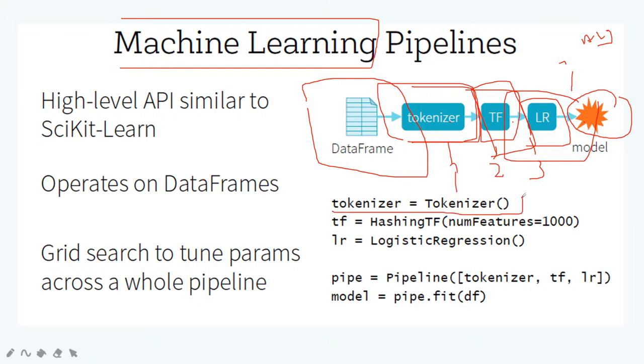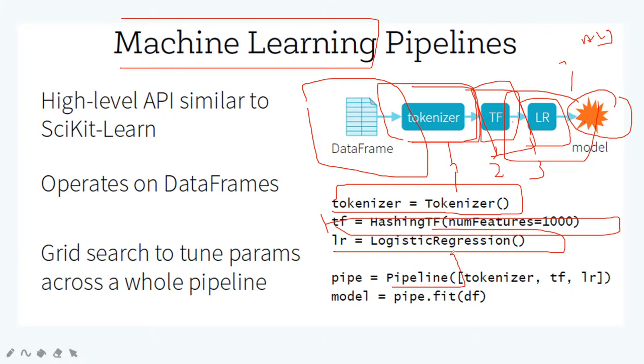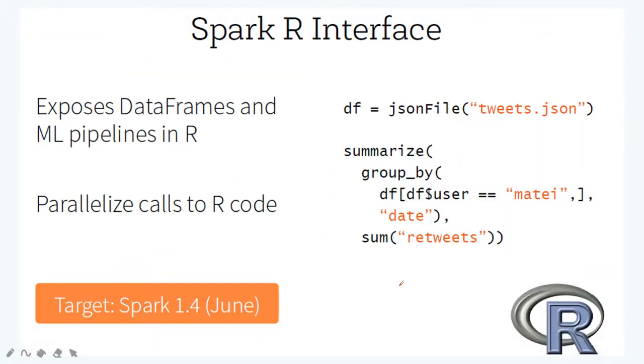Here I am doing the three steps separately, saving my tokenized value, my data frame value and my logistic regression value in one variable each. Then I just use the pipeline technique. I pass all the stages within a list. Then it automatically gives the result of how it's working. So that is the use of the machine learning pipeline.